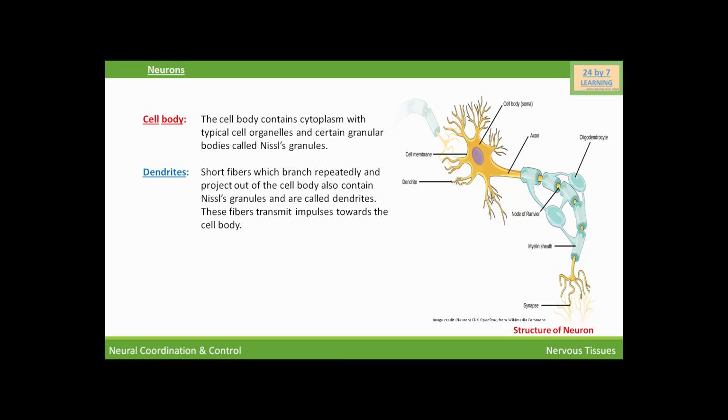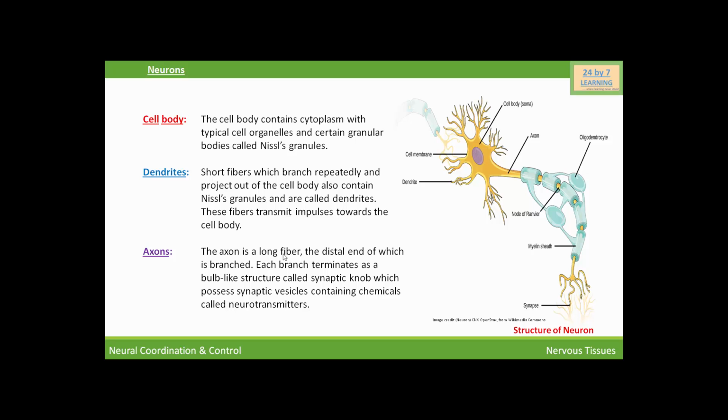The next structure found in a neuron is the axon. Axon is a single long extension of the cell body. The axon is a long fiber, the distal end of which is branched. Each branch terminates as a bulb-like structure called the synaptic knob, which possesses synaptic vesicles containing chemicals called neurotransmitters.